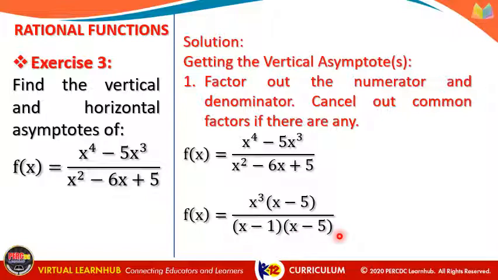May pwede bang mag-cancel out? Meron. Yung x minus 5. So let's cancel them out. Therefore, ang simplified function natin is simply x cubed over x minus 1. Ito na ngayon ang gagamitin natin later panghanap ng vertical asymptote.